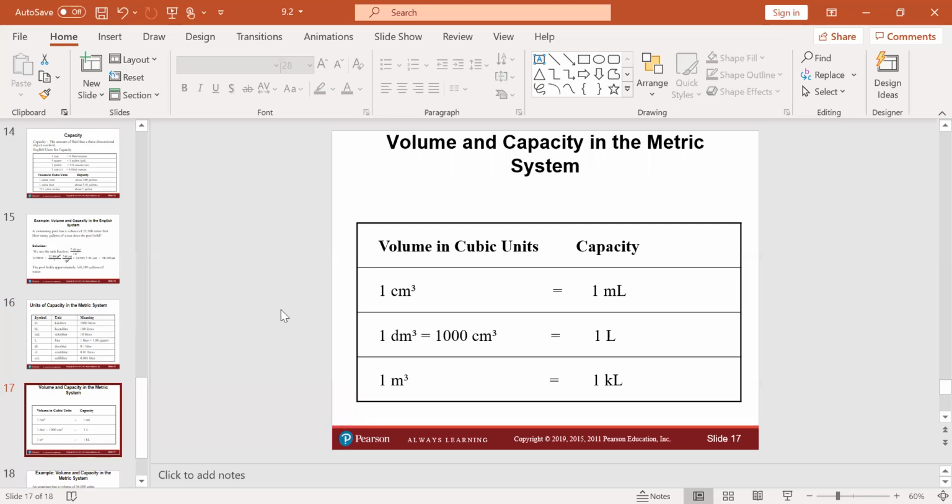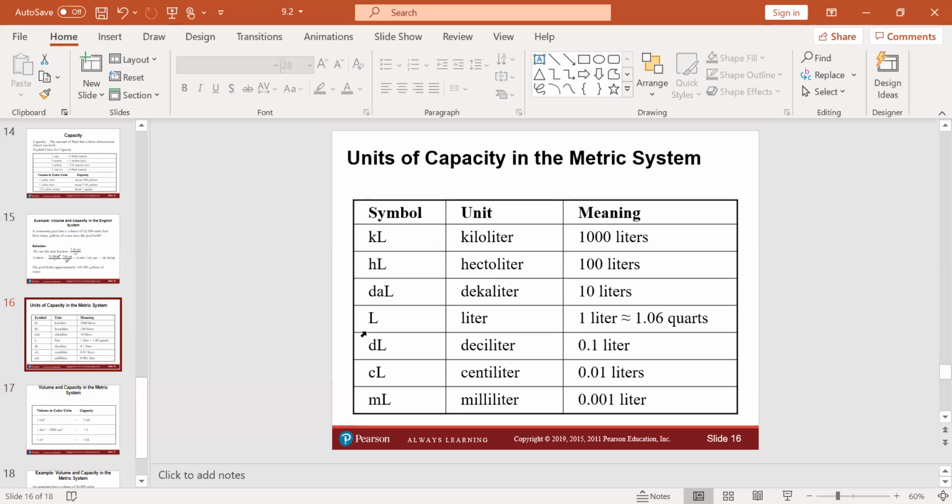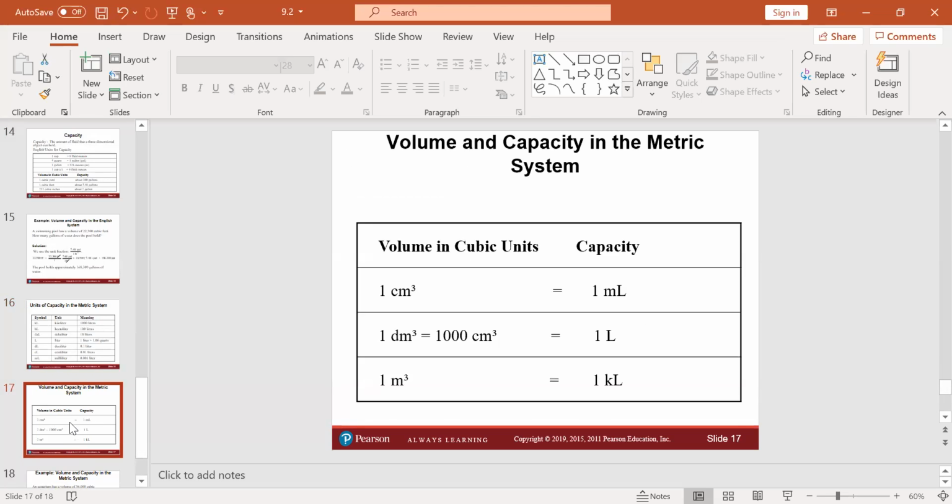1 decimeter cubed is equal to 1,000 cubic centimeters or 1 liter. So 1 liter is 1,000 cubic centimeters. We use a capital L for liter. And then 1 cubic meter is equal to 1 kiloliter, which is kind of cool. This is a 3-dimensional measure. It's 1 meter by 1 meter by 1 meter. It's a volume measure. It's 1,000 liters.